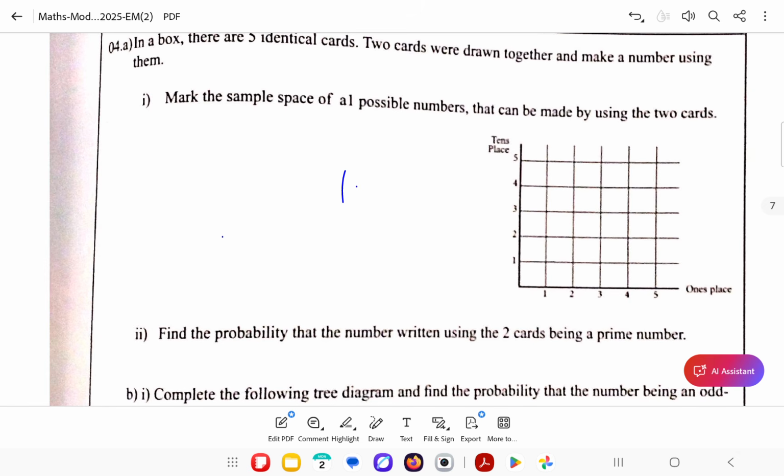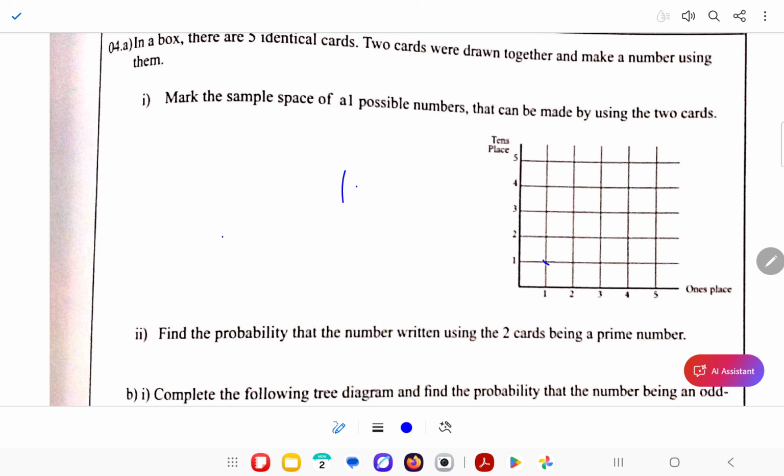So x-axis is 1's place, y-axis is 10's place. So this is 11, 12, 13, 14, 15, similarly 21, 22, 23, 24, 25, 31, 32, 33, 34, 35, 41, 42, 43, 44, 51, 52, 53, 54, 55. So those 25 points are the sample space.